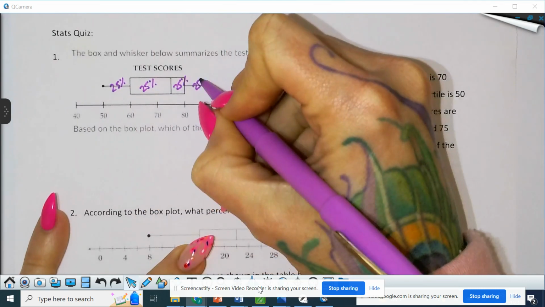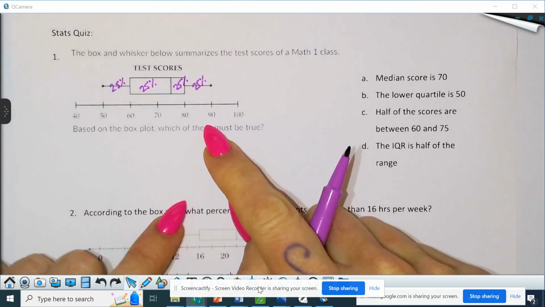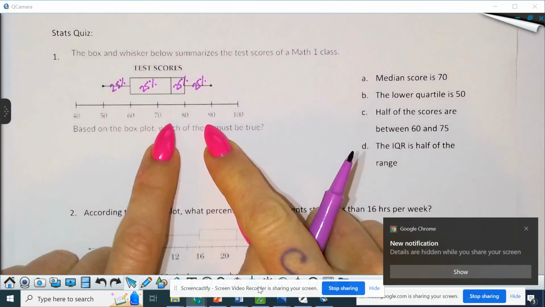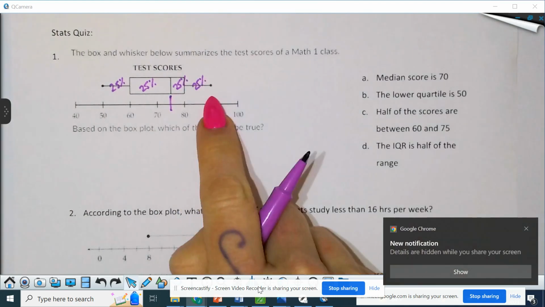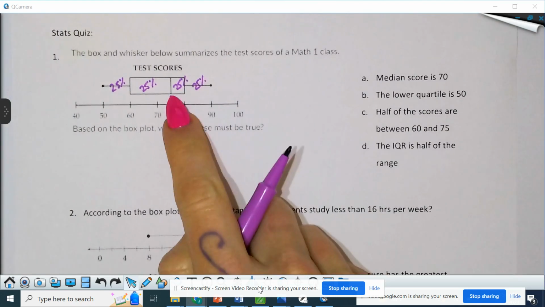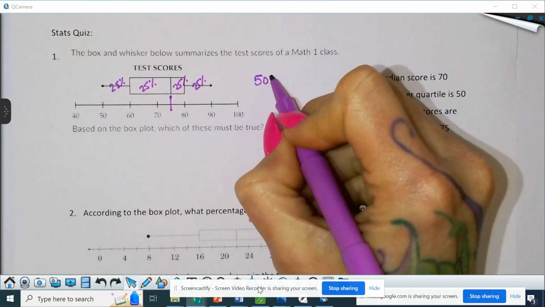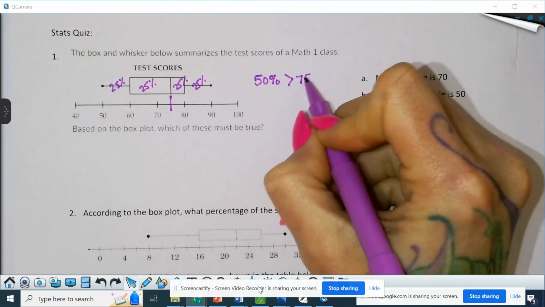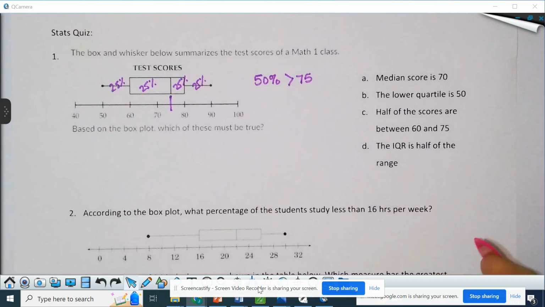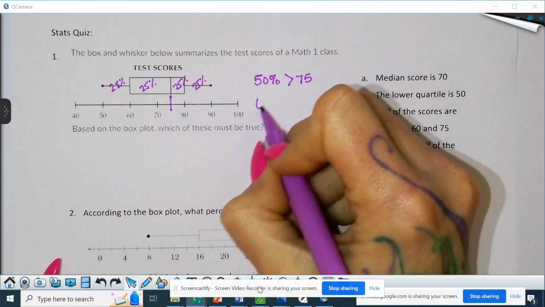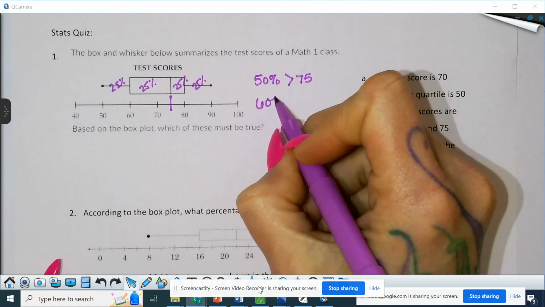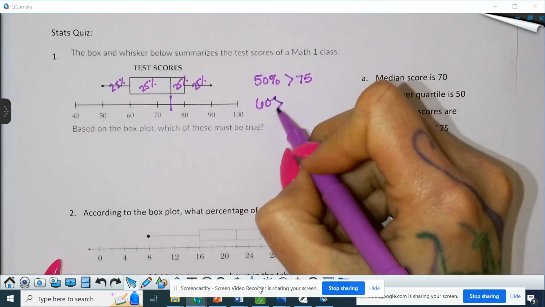Because it's very likely to see questions like what percentage of data is over 75, which was the one we went over last time. And so that would be everything from 75 to the right. So that's 50% is greater than 75 for the scores. What percentage of the class scored less than 60? That would be 60 to the left. So a score of less than 60 would be 25%.